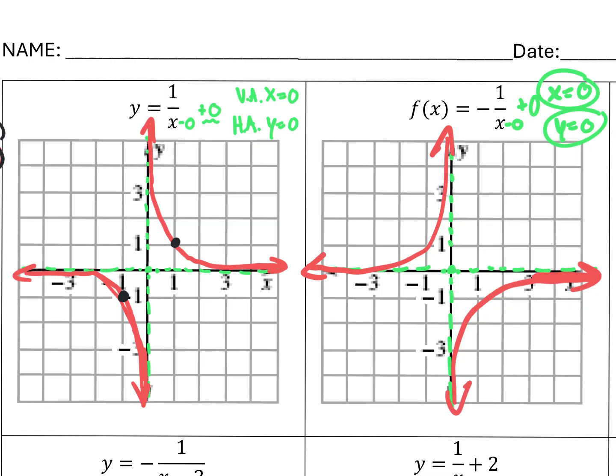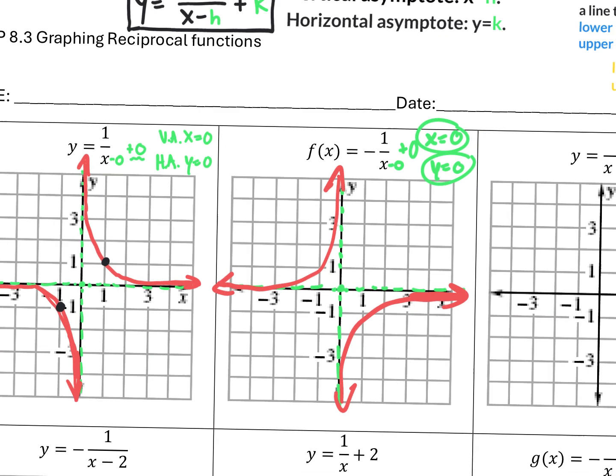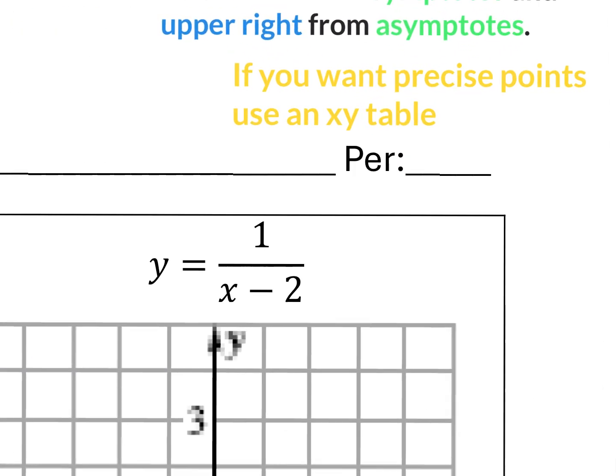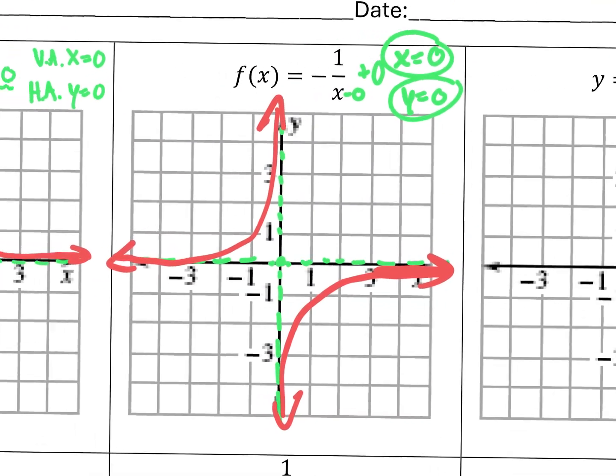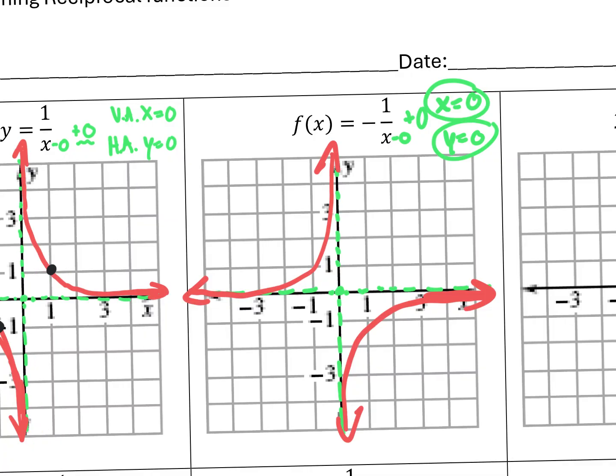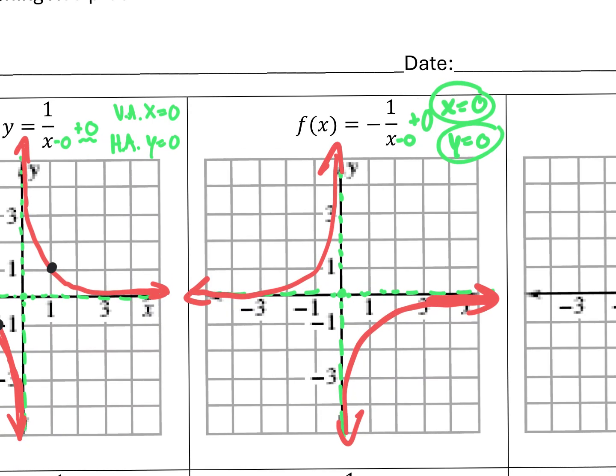Now, if you wanted precise points, just like it says on our notes up here, use an XY table. But after you do this a couple of times, you're going to notice something. If you do an XY table and you plug in a value that's to the left of your vertical asymptote, like you can't plug in the vertical asymptote. This x value is 0, that's an asymptote. If you plugged in 0, it's going to be undefined. If you do it with the calculator, 1 divided by 0 is undefined. So I'm going to plug in one that's on the left side of the asymptote and one that's on the right side of the asymptote.